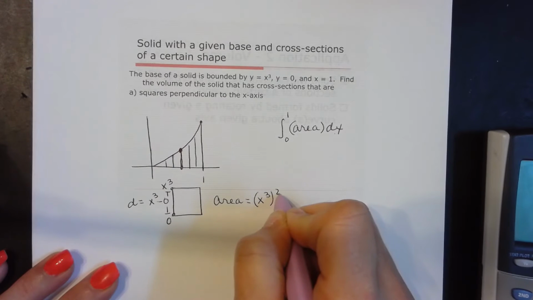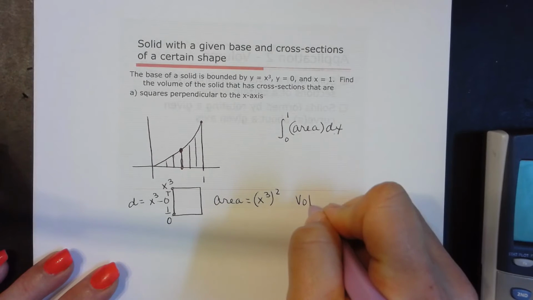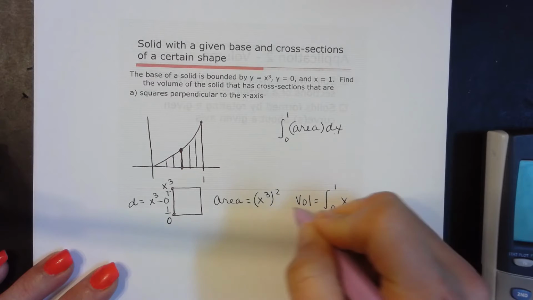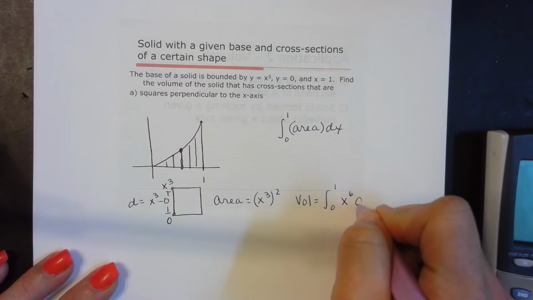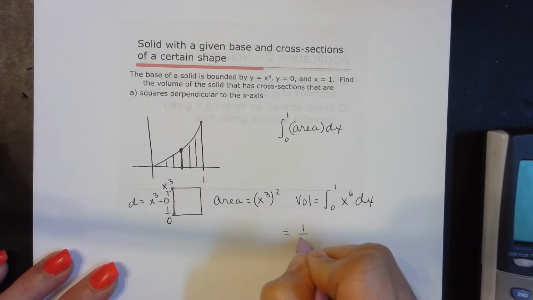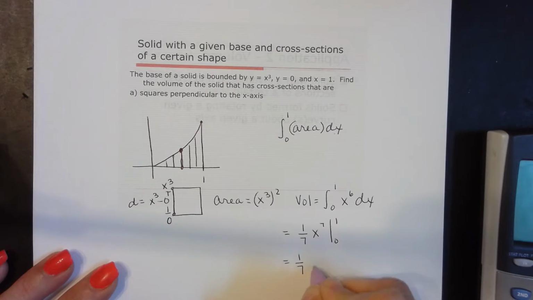So my volume will be the integral from 0 to 1 of x cubed squared, so that's x to the 6th dx. I can integrate by finding my antiderivative, plugging in 0 and 1. And so my final result is just one seventh. Since I'm only going from 0 to 1, it's a pretty small little object.